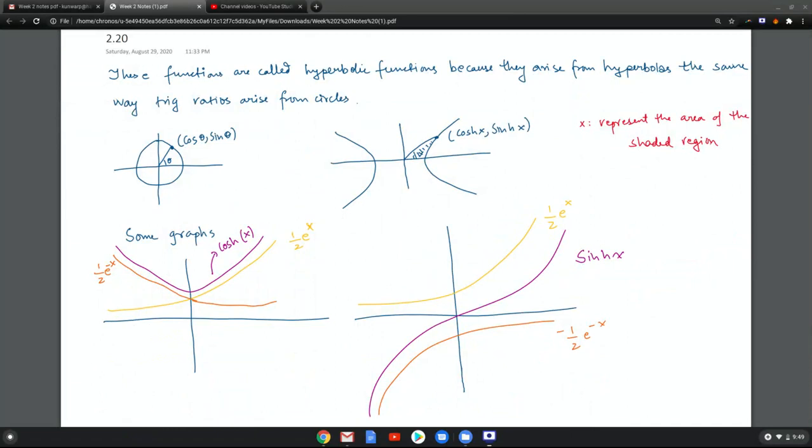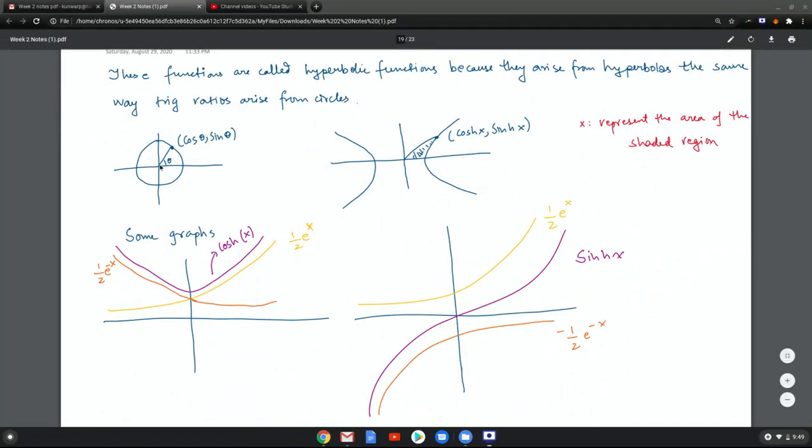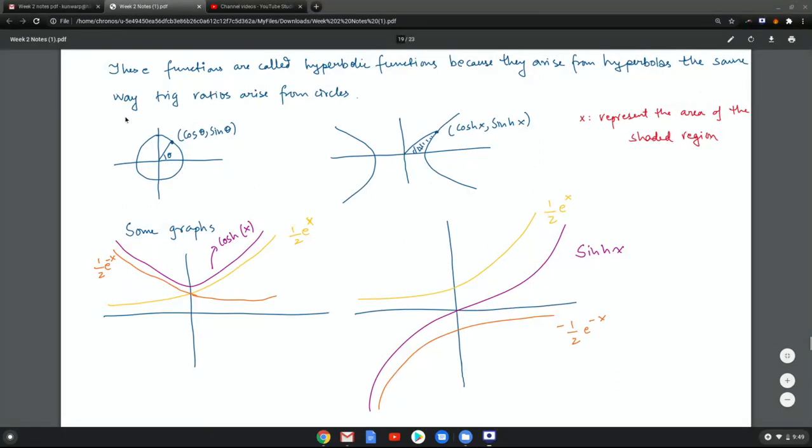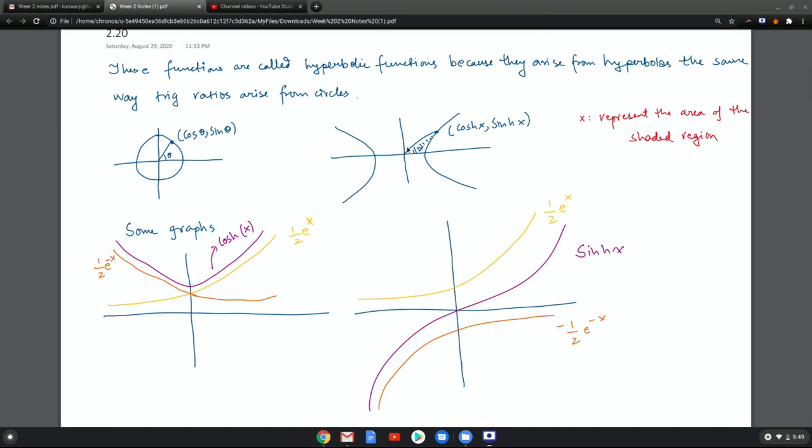Now, the reason these functions are called hyperbolic functions is because they arise from hyperbolas in a similar way that trig ratios arise from the circle. Recall that if I take a circle and pick any point at an angle theta from the x-axis, the coordinates of that point are given by cosine theta and sine theta. Similarly, if I have a hyperbola and I pick a point, the coordinates of that point are given by cosh x and sinh x, except in this case x does not represent the angle, but it actually represents the area of the shaded region. So there is some physical relationship with the hyperbolic function.